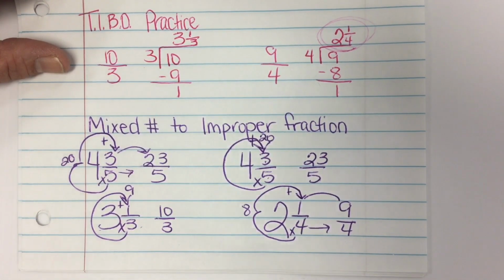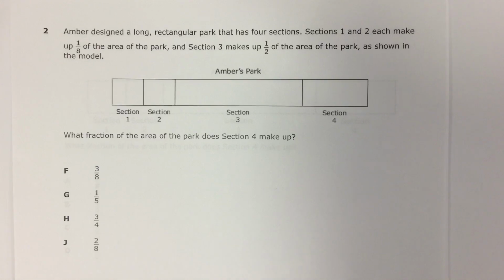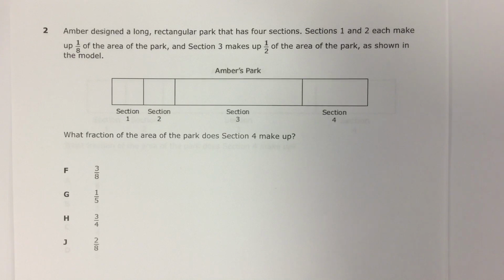Amber designed a long rectangular park that has 4 sections. Section 1 and 2 each make up 1/8 of the area of the park. Section 3 makes 1/2 of the area of the park, as shown in the model. What fraction of the area of the park does Section 4 make up?